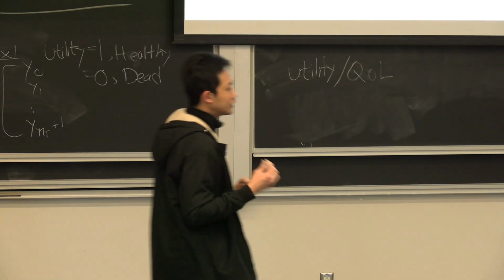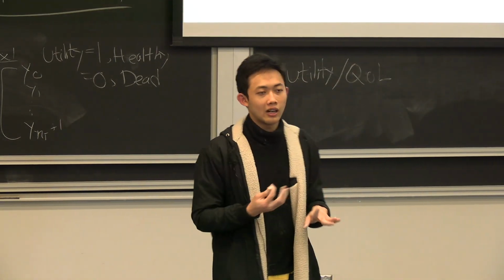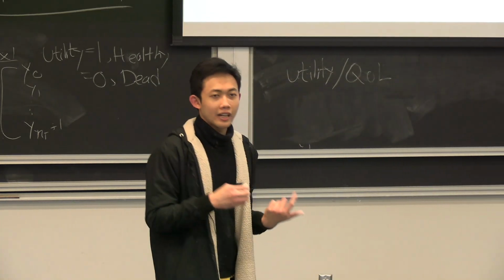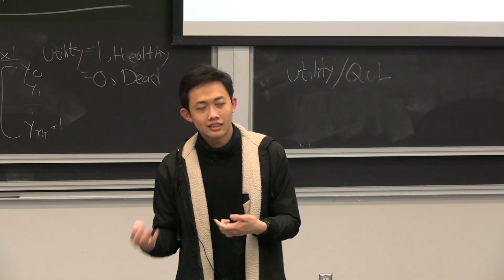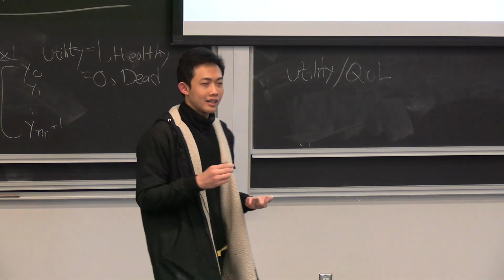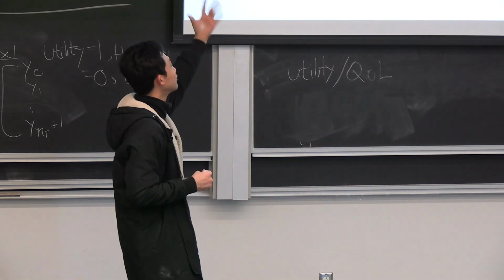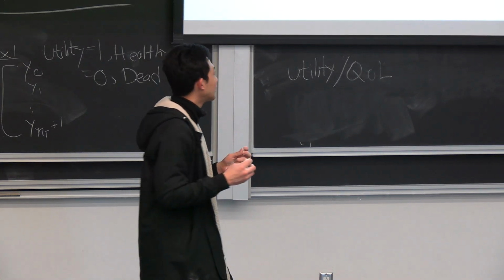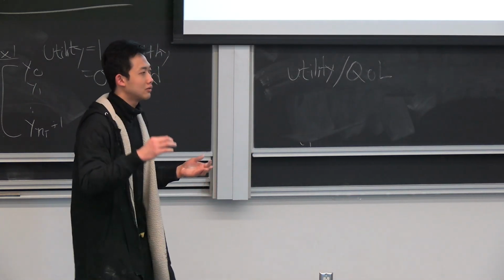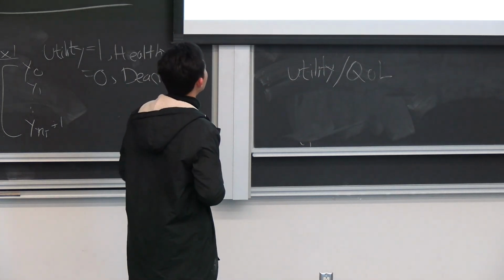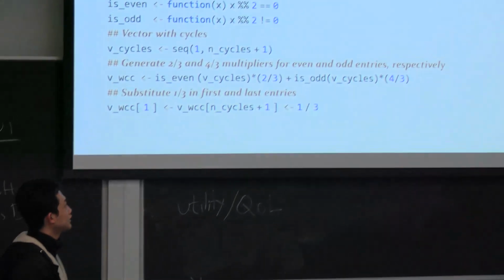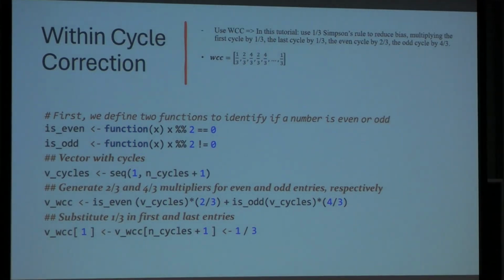Even if you are using the monthly model, for example, you are 18 months old, you cannot suddenly become 19 months old. Of course, you will pass the values of 18.1, 18.2 months. So that's why we need to multiply by the within cycle correction to prevent any bias, because we are assuming the continuous model. For the Simpson rule, basically you multiply by 1/3 for the first and the last index. The first index, like I said before, in R you start with 1, and the last index is the number of cycles plus 1.